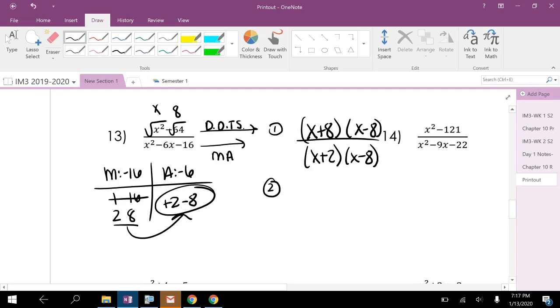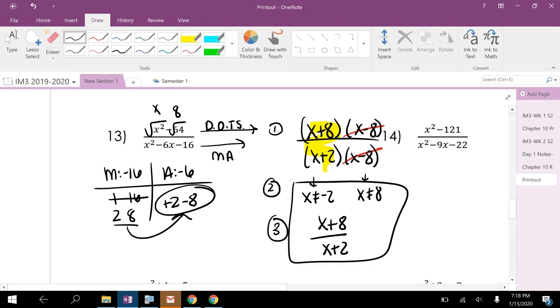Second step, list those excluded values. x cannot be negative 2. x cannot be 8. Then take a look. Gone, gone. This is what's left over. You can leave the parentheses if you want, or you can take them out. Doesn't matter. But this would be your final answer. Again, always feel free to pause if need be.